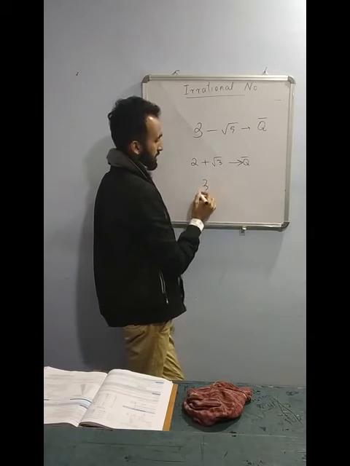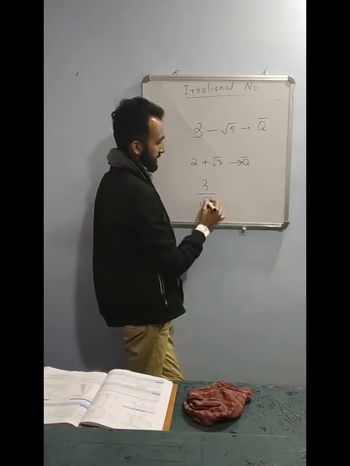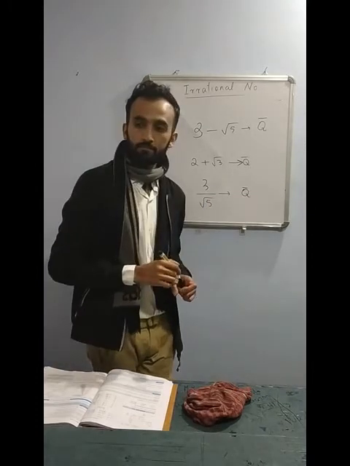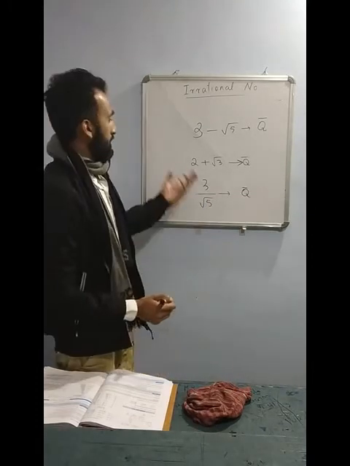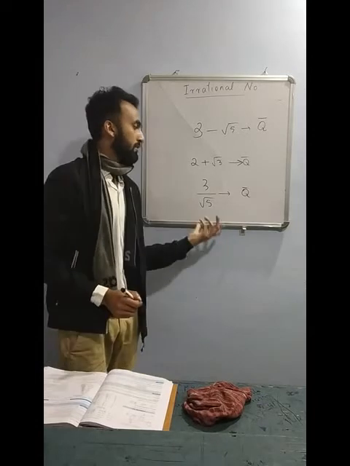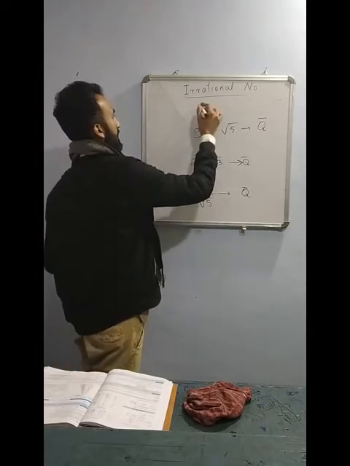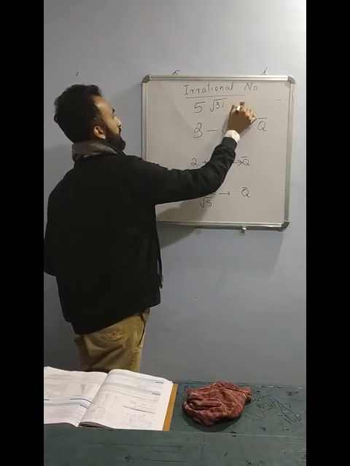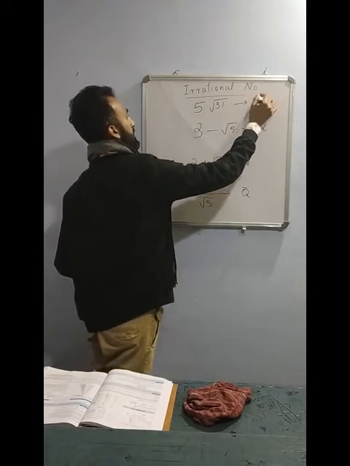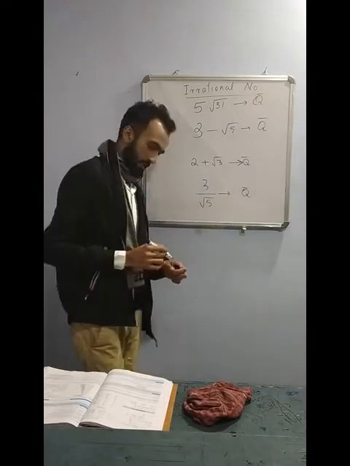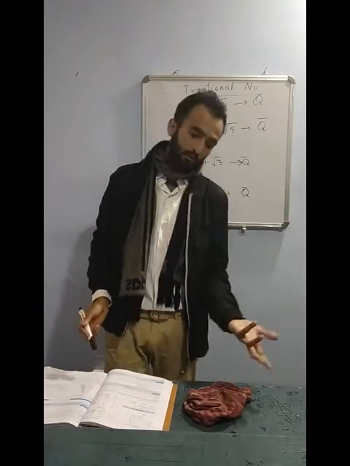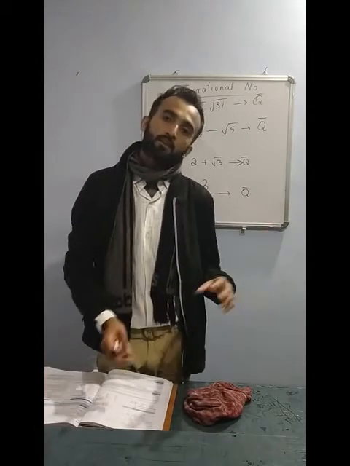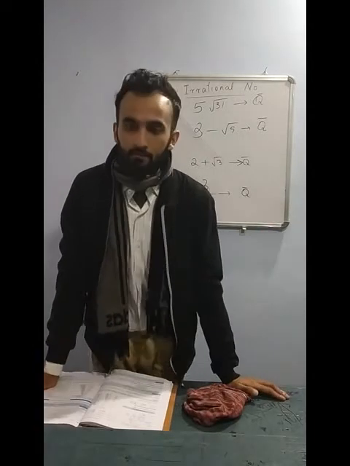Rational divided by irrational is also still irrational. Remember, divided, multiplied, also same cases. Rational is 5, irrational is root 31. Okay, answer is still what? Irrational only. Remember, rational added or subtracted or multiplied or divided with irrational is always irrational.